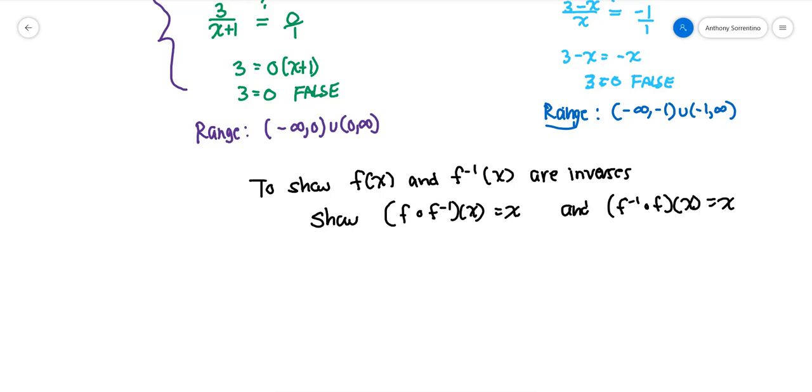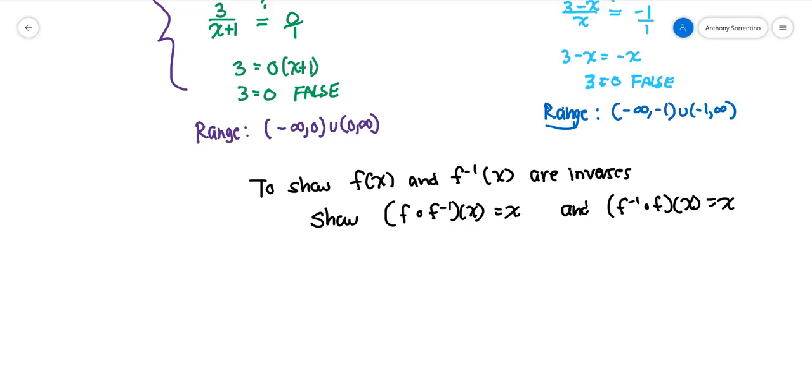I'm going to run this test, and if this works, I have to show both of them. If I do this, and one of them doesn't come up to be x, then I know they're not inverses. So I can actually do this to show that things are not inverses as well. It's actually more streamlined, because as soon as I do the first one, if I do the composition and find out I don't get x as a result, then I know they're not inverses. I don't have to test the other way around.